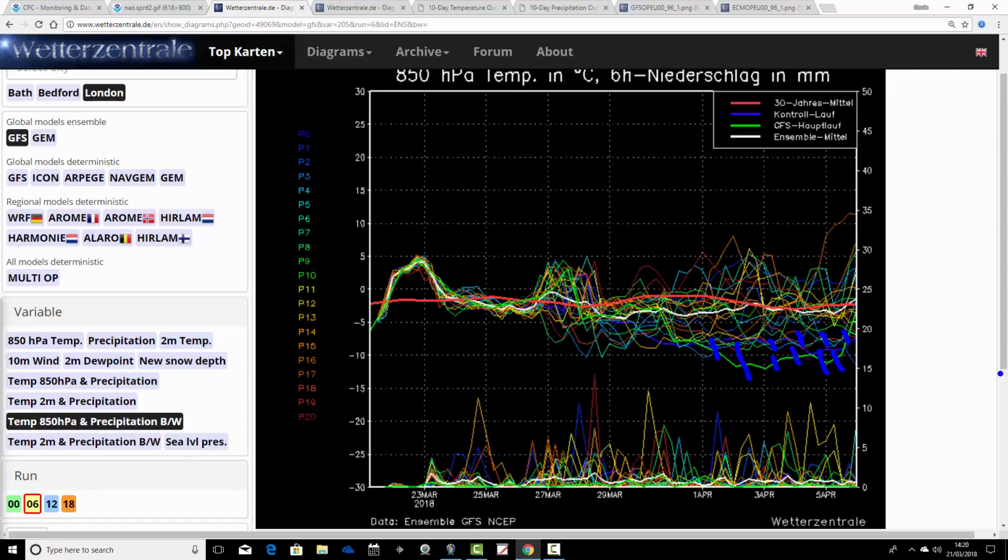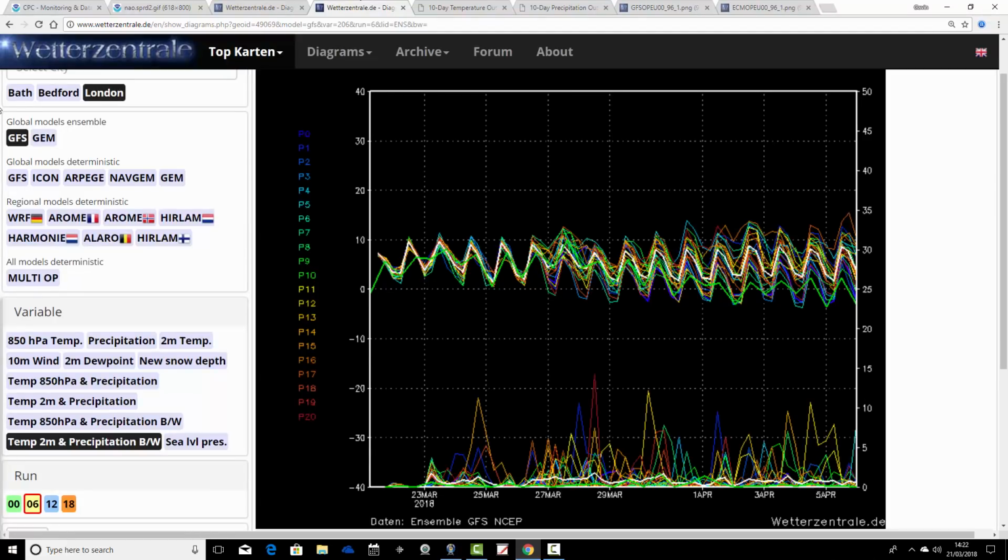That's a bit speculative, but I think the general thrust of the ensemble in the extended range anyway is to be quite cold. As far as precipitation is concerned, a reasonable amount of dry weather through the rest of the working week, but over the weekend into next week it's turning more unsettled as well as becoming colder.